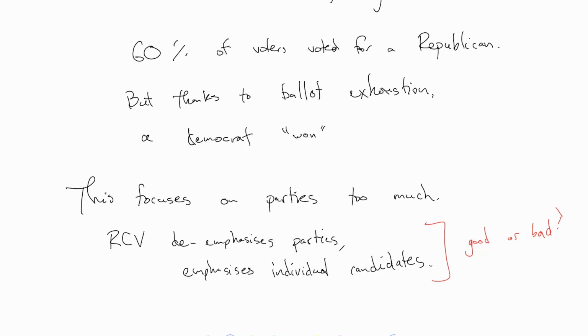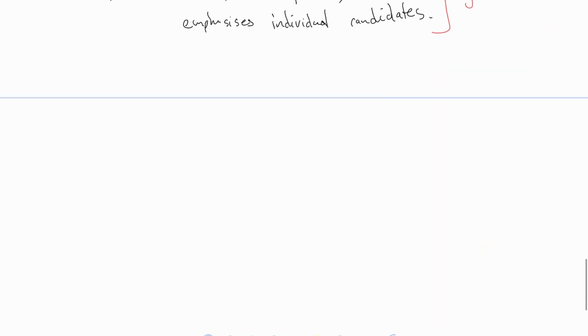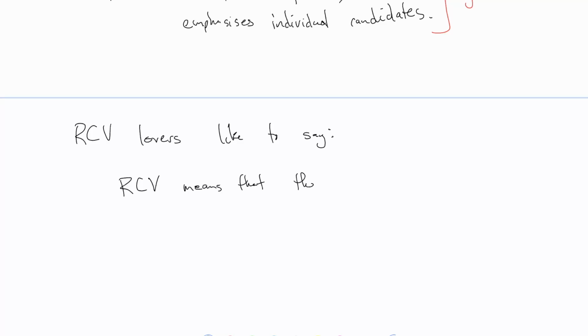I should just say one thing that I'm sort of retorting to all of these upset Republicans. One thing that ranked choice vote lovers say that I also have an issue with. RCV lovers like to say one of the benefits of ranked choice voting means that the winner will always end up with at least 50% of the votes.